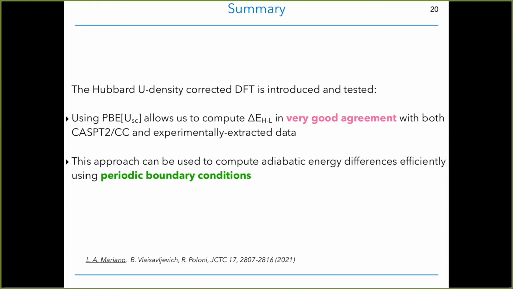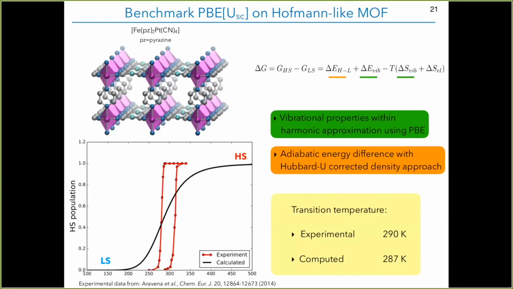It can be in periodic boundary conditions. And it's for this reason that I want to conclude by showing a result that has not yet been published. So we can use this approach to study extended crystals, metal organic spin crossover complexes. So we can compute the transition temperature.